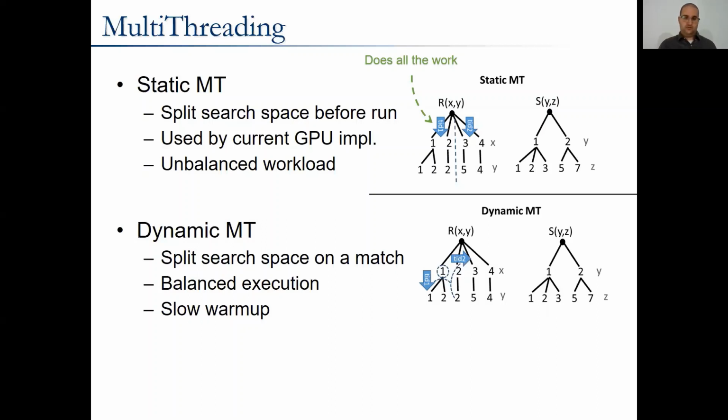We used another multithreading scheme called dynamic multithreading, where we split the search space on a match. One thread goes down and another goes right. This creates a balanced execution, but a slow warm-up, which is solved by the static multithreading.